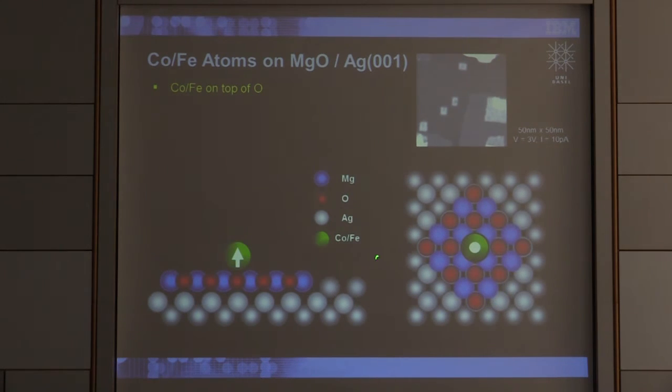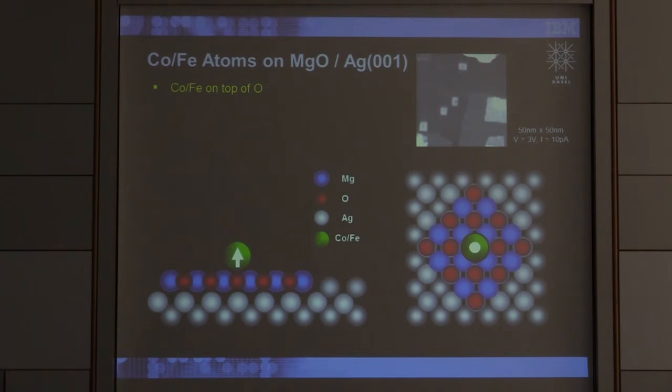Magnesium oxide is basically a film. We use only one monolayer on a silver substrate that forms this checkerboard pattern of alternating oxygen and magnesium atoms. And the cobalt and the iron atoms sit on the oxygen binding site, which we know from DFT calculations. And the films that form are really nicely square patterns, basically showing this kind of alternating pattern.